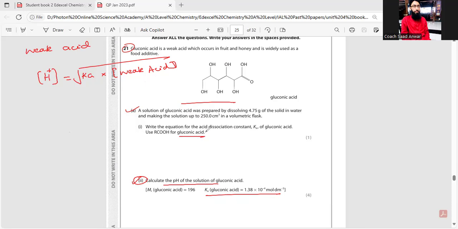I guess we need to solve part I first to make our job a bit easier. Write equation for the acid dissociation constant. Ka is equal to, if I write equation RCOOH, upon dissociation it would give me hydrogen ion and the RCOO negative ion. So Ka would be equal to hydrogen ion concentration times RCOO negative ion concentration over RCOOH, gluconic acid concentration.